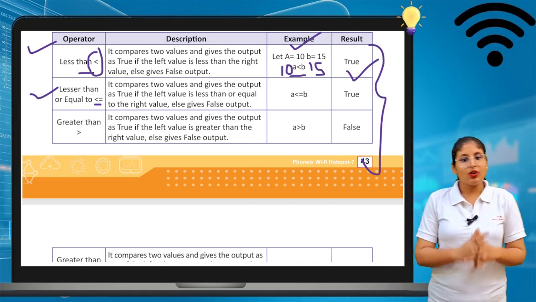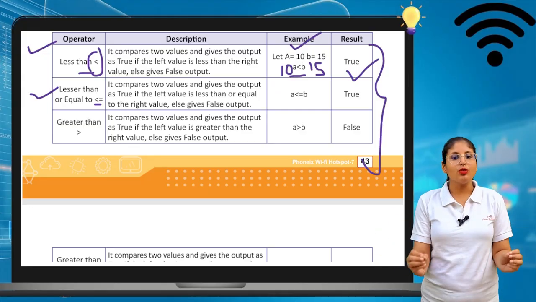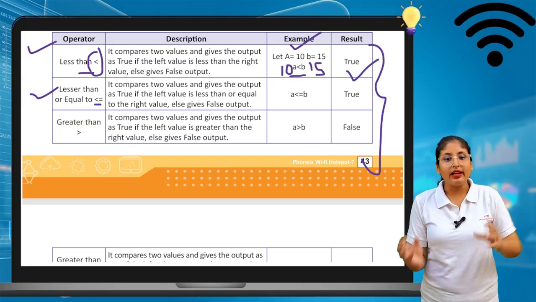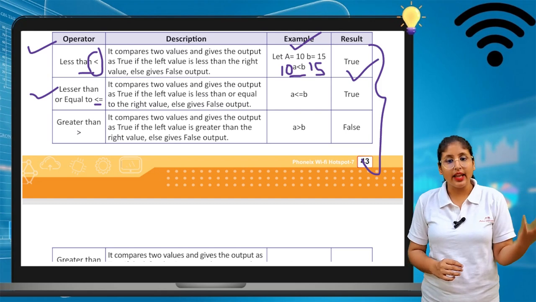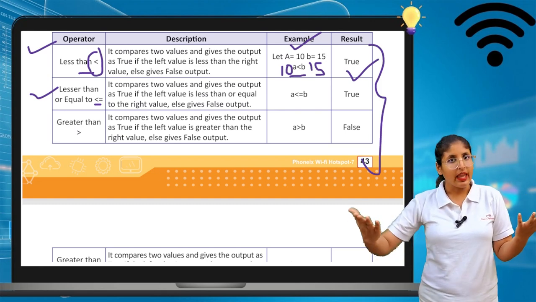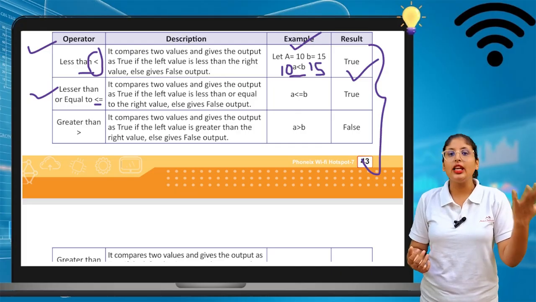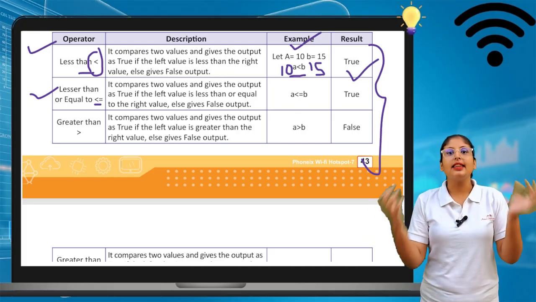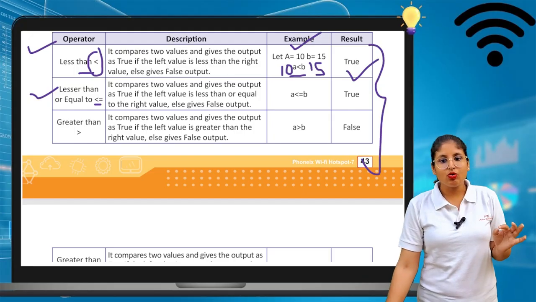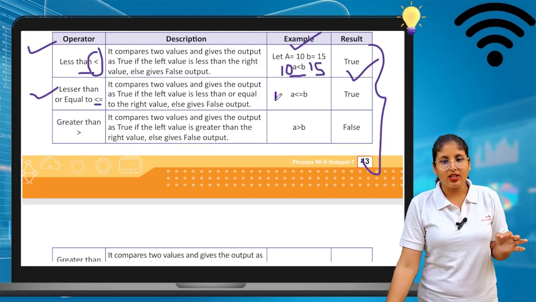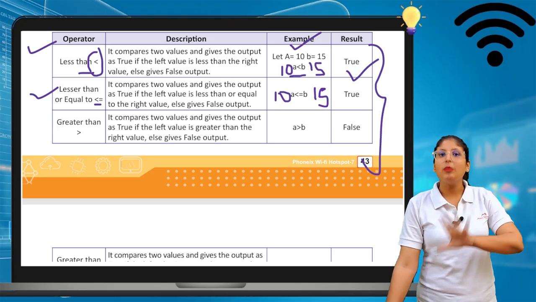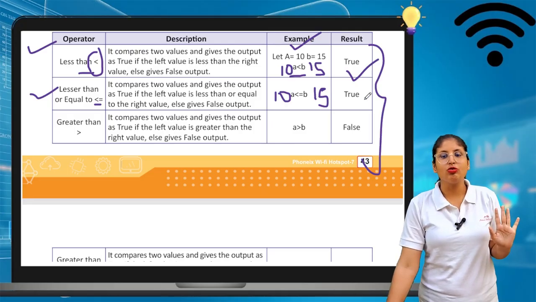Lesser than or equal to compares two values and gives the output as true if the left value is lesser than or equal to the right value. If the left hand side is lesser or equal to the right hand side, then only it is true. Now is it true or not? In A we can write 10 and in B we can write 15. Yes, A is lesser than B. It is not equal, but it is lesser. So this statement is also true.